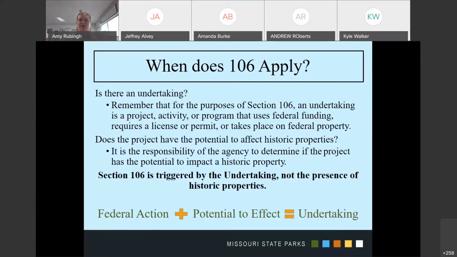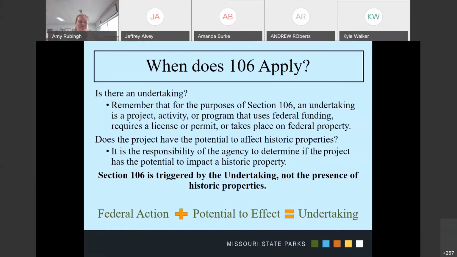So when does 106 apply? Is there an undertaking? Remember that for the purposes of 106, an undertaking is a project, activity, or program that uses federal funding or requires a license or a permit or is on federal property that has the potential to affect historic properties. It is the responsibility of the federal agency to determine if the project has that potential.